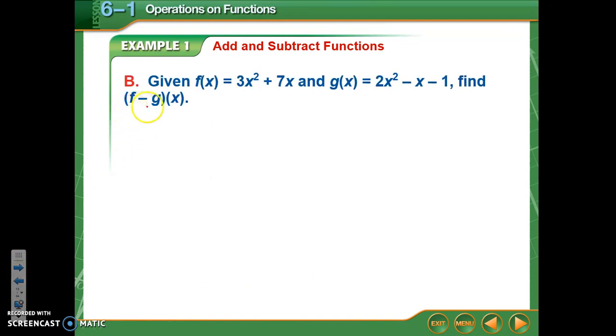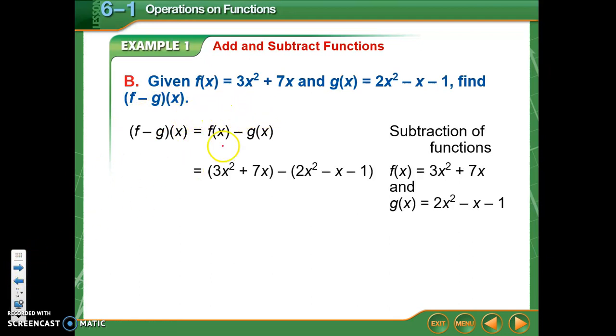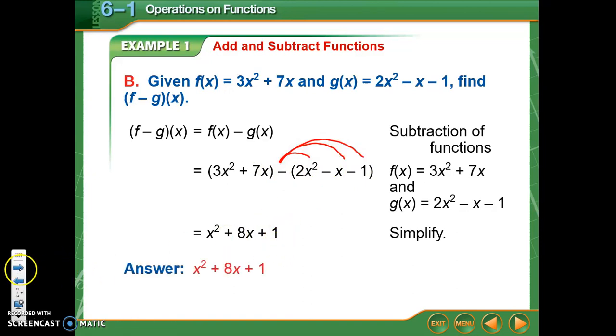It's the same with subtraction. So here we're going to do f minus g of x. So I need to take f of x and subtract g of x. Of course, you have to be a little bit careful here. Make sure that you distribute that negative so that you don't mess up any of your signs. And when I do that, I end up with 3x squared minus 2x squared, which is x squared, 7x minus negative x, that's positive 8x, and then I have 0 basically because I don't have a constant here, minus negative 1, which is positive 1, and that's my final answer.